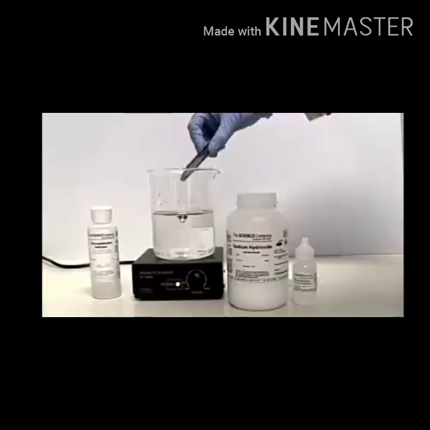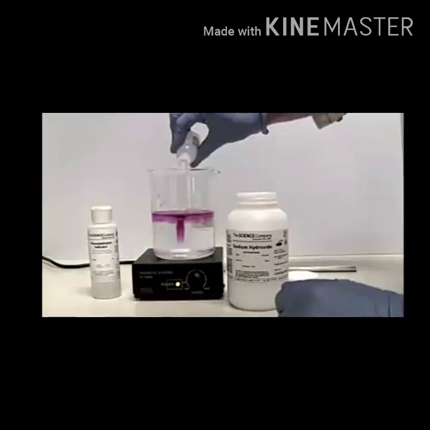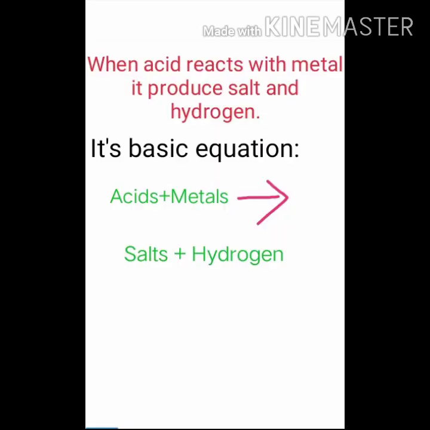Now let us take phenolphthalein indicator. Let us add a few drops of hydrochloric acid to it. It does not change its color because it is an acid. Now let us add a few drops of sodium hydroxide. Now you can observe that the color is changing to pink. This indicates that sodium hydroxide is a base. Now let us move on.